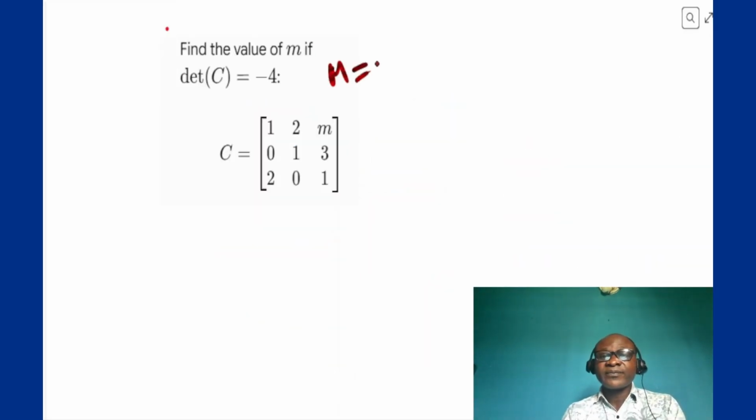For m in this matrix, I got 17/2, which is 8.5. Okay, 17/2 is what you got? Yes, sir. Okay, let's test it quickly. Are you there? Yes, sir.